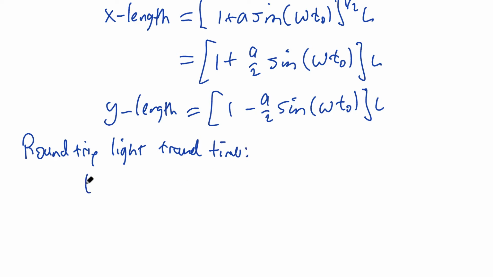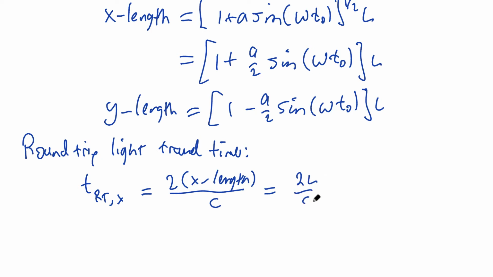For the X arm, let's call it t round trip comma x. That's just equal to 2 times this proper length, the x length, divided by the speed of light, c. So that's equal to 2L over c times 1 plus a over 2 times sine of omega t0.